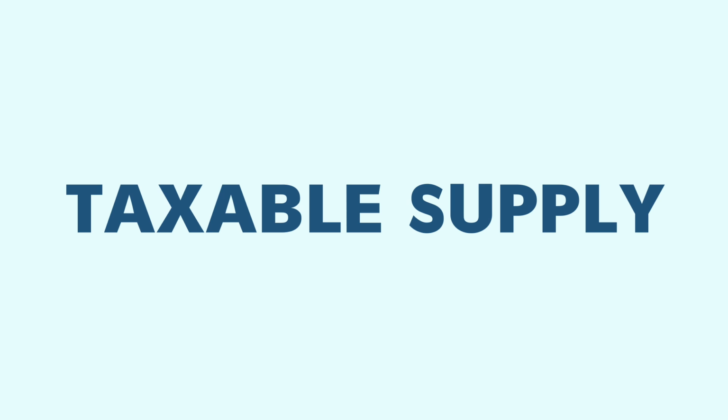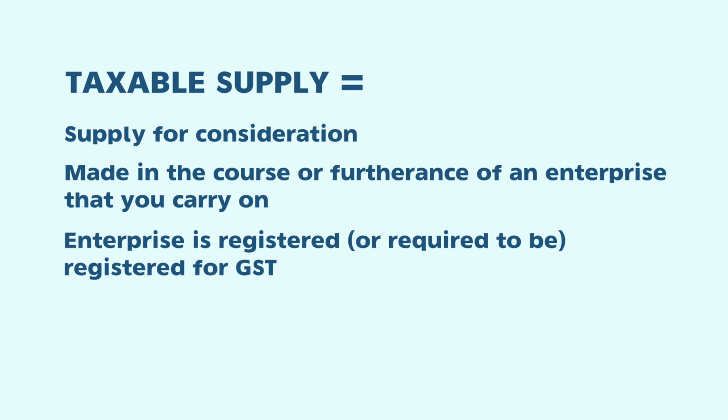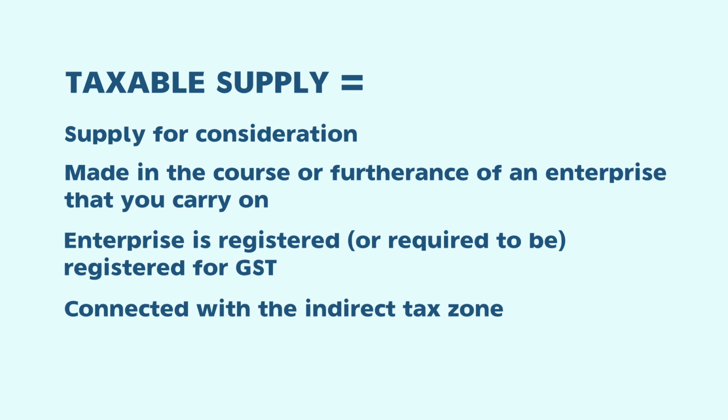Suppliers need to charge GST on taxable supplies. We will examine this concept in more detail in class, but essentially, a taxable supply is a supply of goods or services made for consideration, generally money, by an enterprise, such as a business, that is registered or required to be registered for GST. The supply must be connected with the indirect tax zone, which in basic terms means Australia.